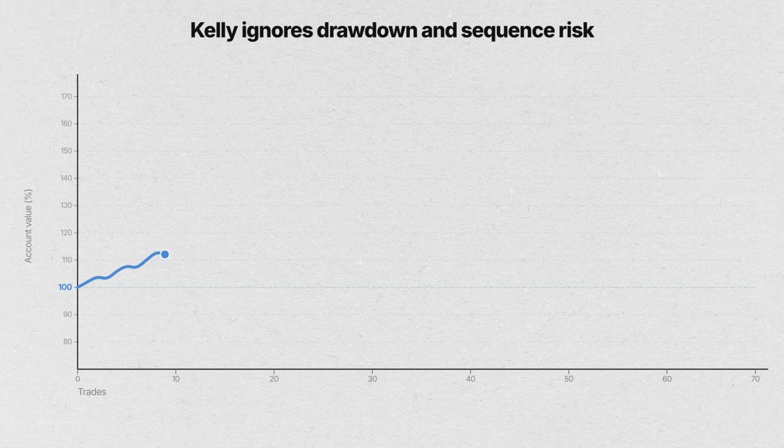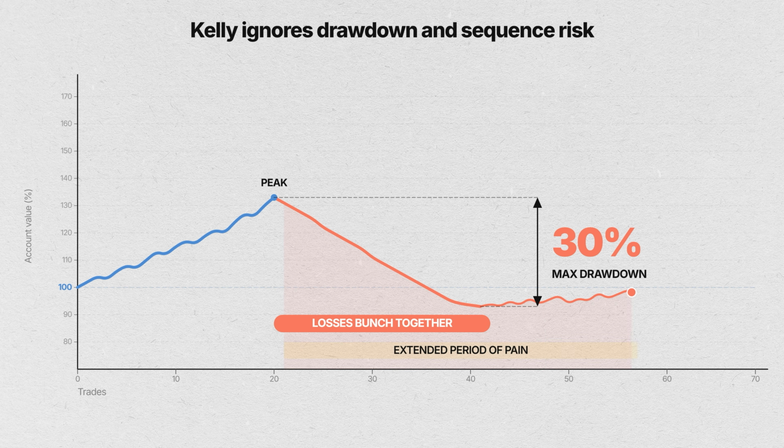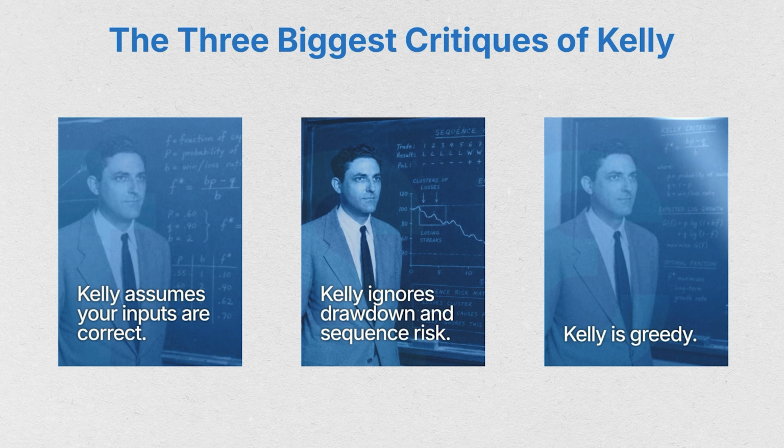In the real world, a strategy with, say, a 30% max drawdown means that losses bunch together, that there will be extended periods of pain before your edge starts playing out. A full Kelly allocation during such a drawdown period can cause severe damage to your account, even if you're not ruined. Third critique: Kelly is greedy.